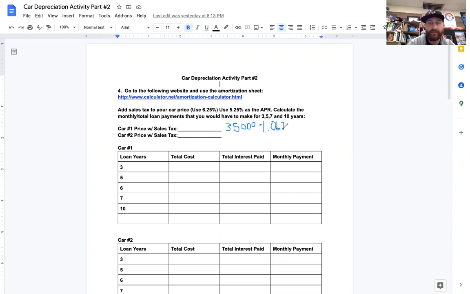That gives you your sales tax and your original amount. When I did that, it gave me about 37,000. This would be the number you'd use on this page. You would have gotten 37,187.